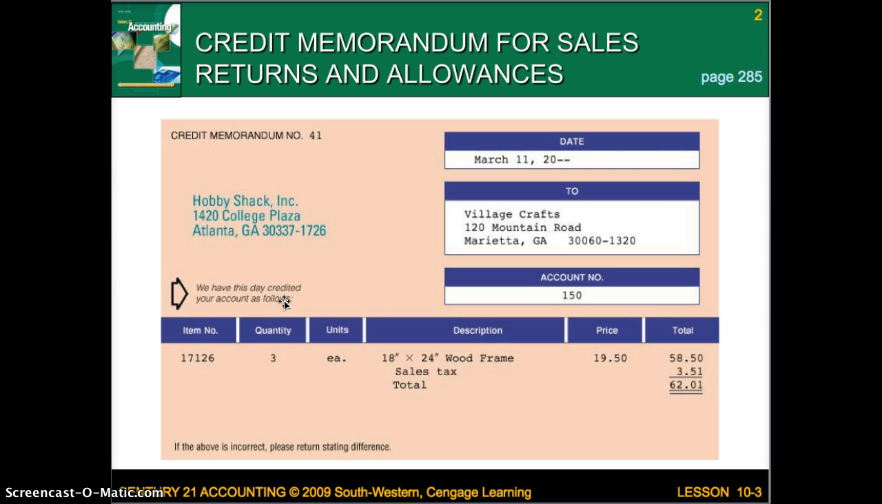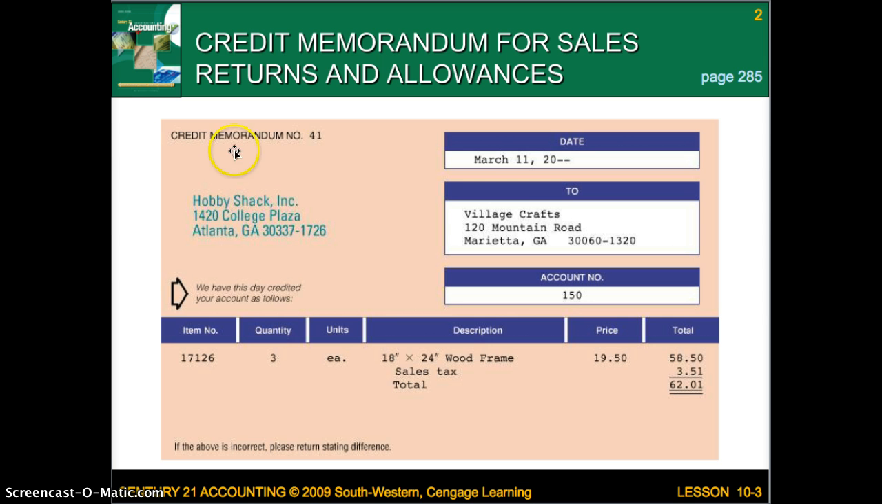Credit may be granted to a customer without requiring the return of merchandise. Credit also may be given to the customer for part of the sale price that is not returned, resulting in the decrease in the vendor's accounts receivable, called a sales allowance. So sometimes they bring the merchandise back and we give them a sales return. Sometimes they don't bring the merchandise back. Maybe it's damaged and we don't want it anyway, and it's called a sales allowance. Okay, these are all shown in what is called a credit memorandum.